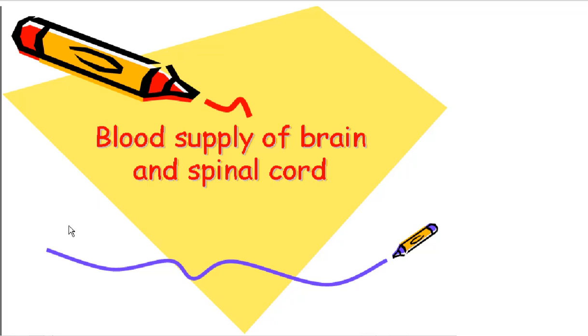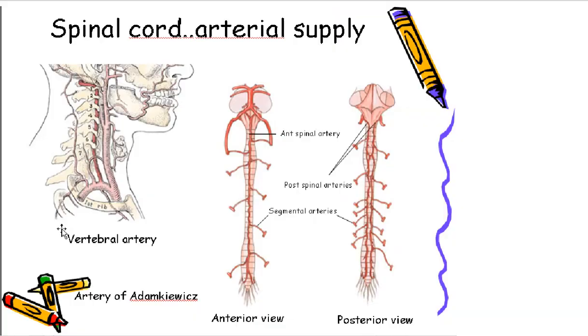This is a presentation on the blood supply of the brain and spinal cord. Let's begin with the spinal cord, and we're going to look at the arterial supply of the spinal cord.